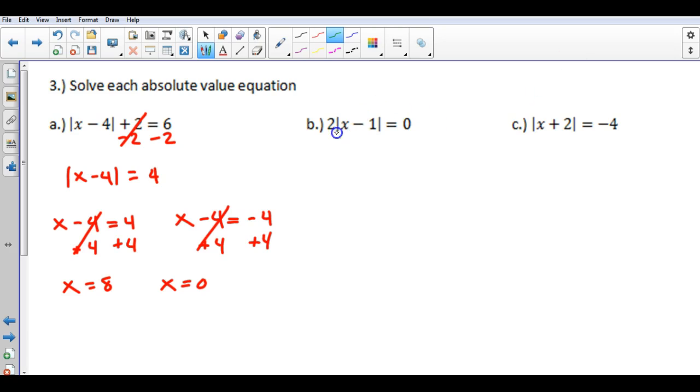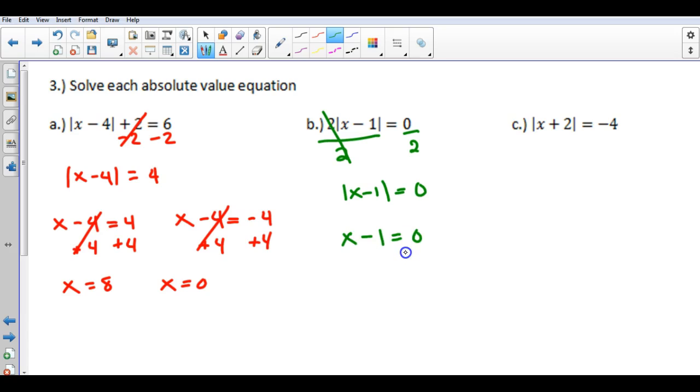With this next one, notice I have 2 times this whole quantity. So I do not want to distribute, but instead we can divide both sides by 2 in order to get rid of that 2. Notice again the difference between A and B. In A we were adding 2, so I used subtraction to get rid of it. In part B we're multiplying the absolute value by 2, so I'm going to divide both sides by 2 to get it by itself. And I have x minus 1 equals 0 divided by 2, which is 0. Then at the very end, just take x minus 1 and set it equal to 0.